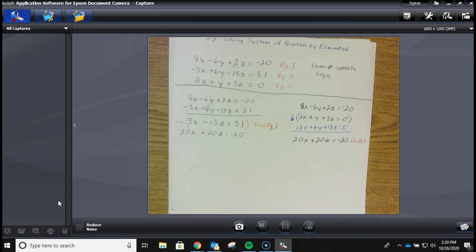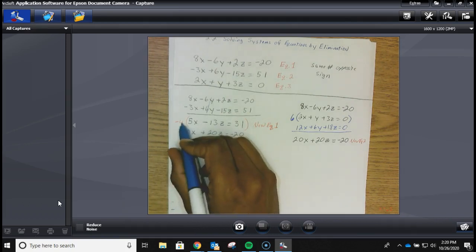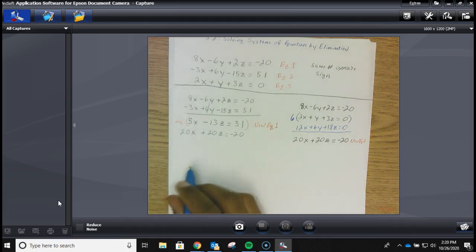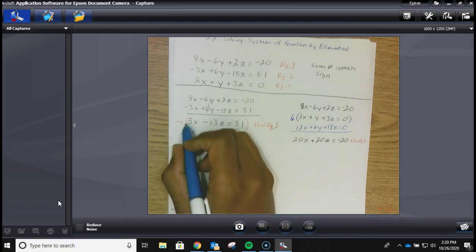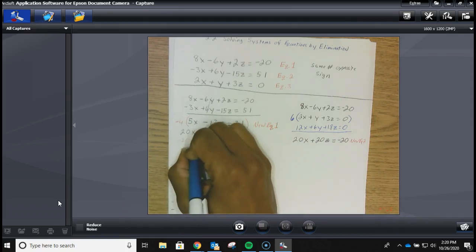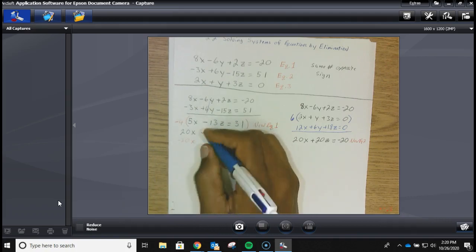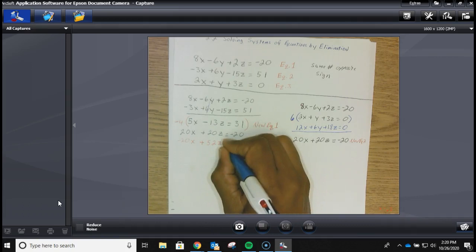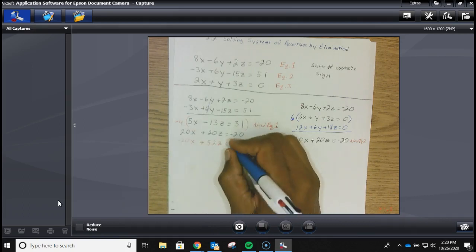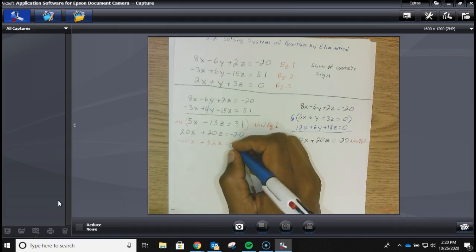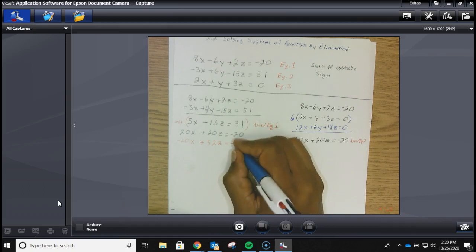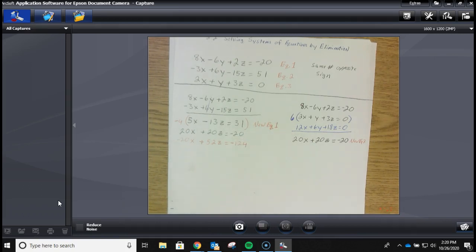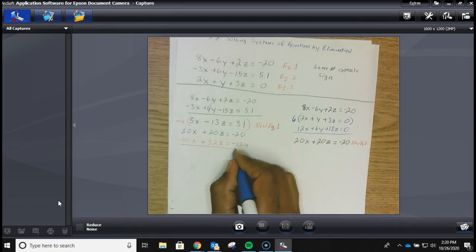When I do that, I get a new equation down here. So negative 4, I'm going to write it right below this one, this new number 2. Negative 4 times 5 is negative 20x, negative 4 times negative 13 is positive 52z, equals negative 4 times 31, which is negative 124. All right, so there's my new second equation when I multiply.